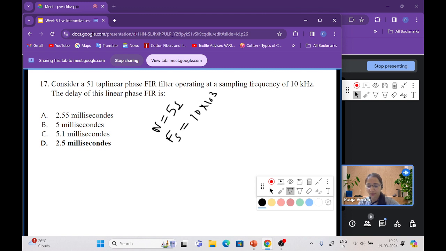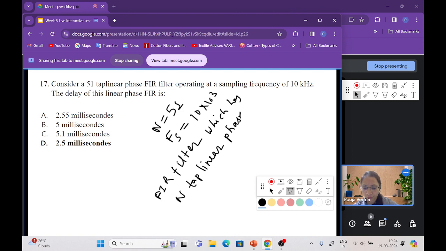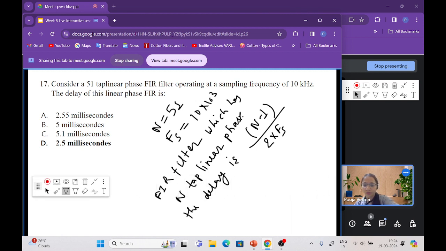If this type of question is given, in order to calculate the delay of a linear phase FIR filter which has N taps, the formula is (N minus 1) divided by 2fs. If any FIR filter is given and its order and sampling frequency are given, the delay associated with that FIR filter is calculated by (N minus 1) divided by 2fs.